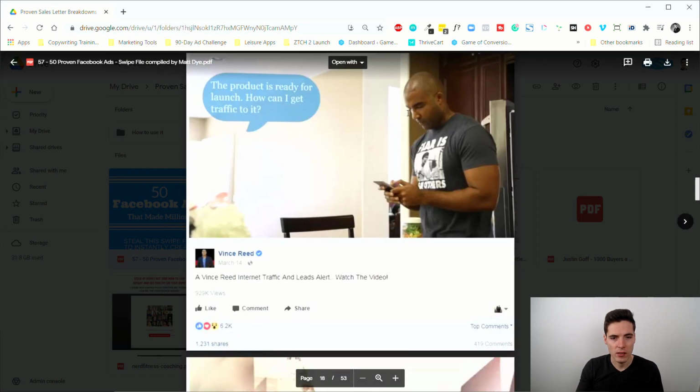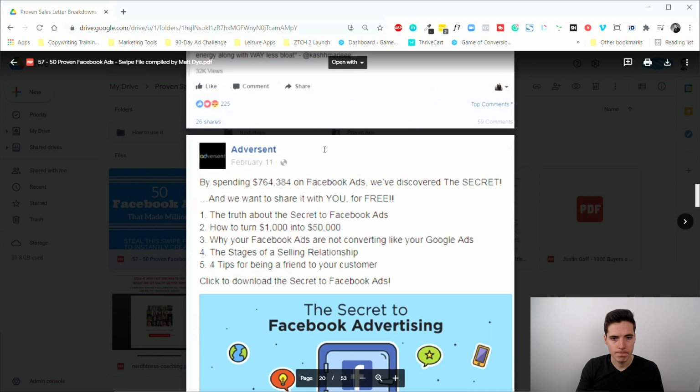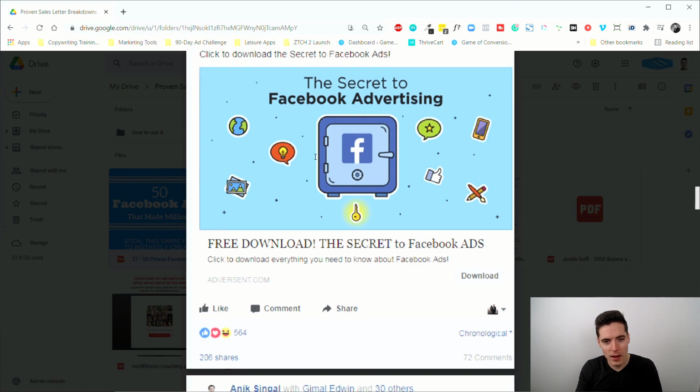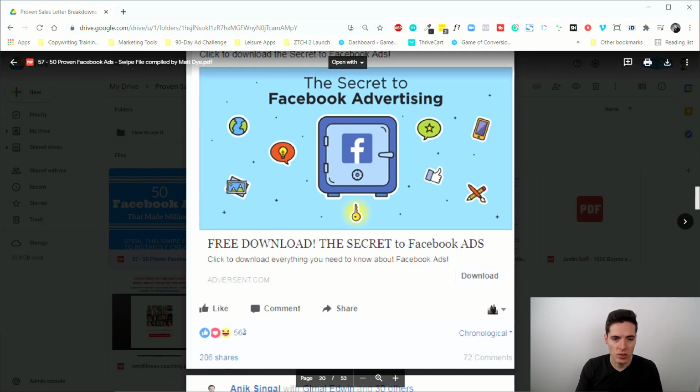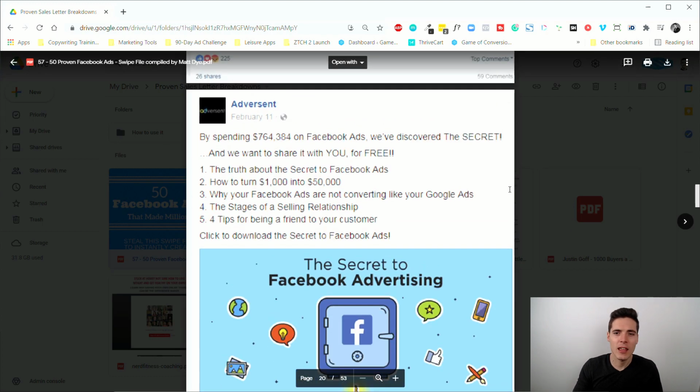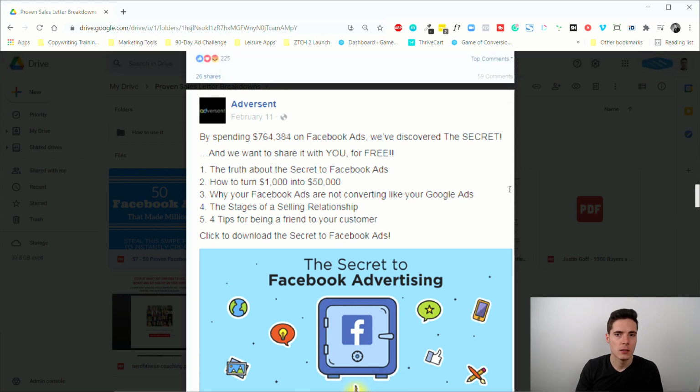Then we have this. I don't know what this is. Adversent: "By spending a lot of money on Facebook ads, we've discovered the secret, and we want to share it with you for free." Yeah, this is once again a typical type of, I think this is lazy, to be honest, a little bit, and I think it shows because it only has 564 reactions and 206 shares. They could have done a better job. It's like, yeah, everybody talks about the secret, but why is it the secret? Like, what makes it special?